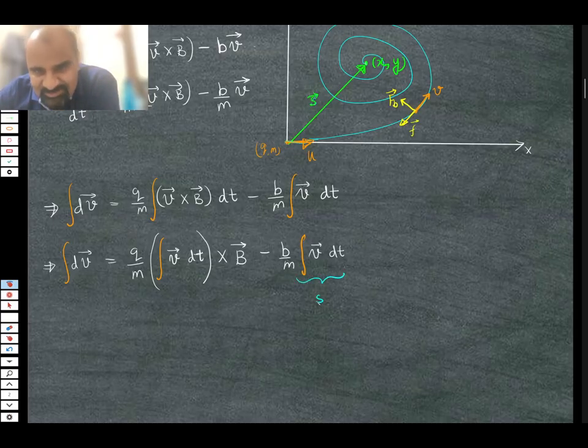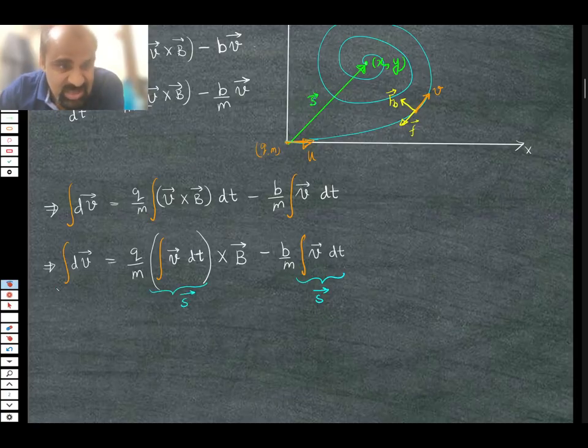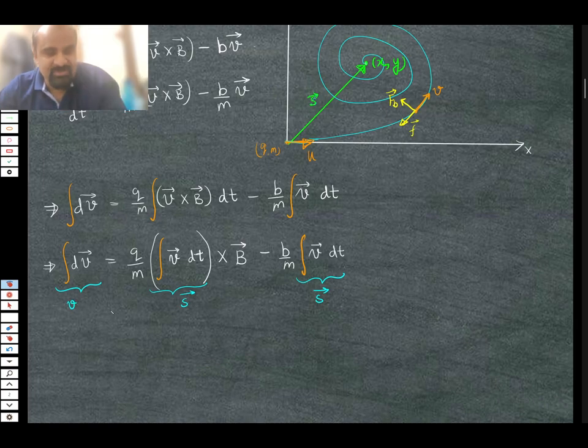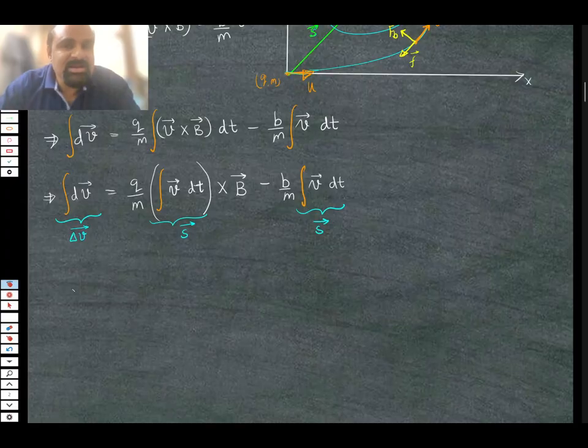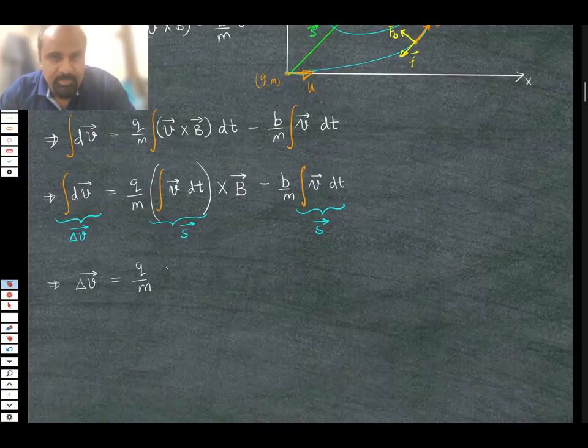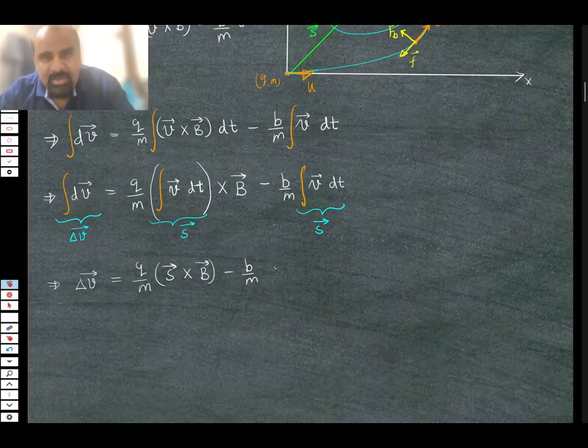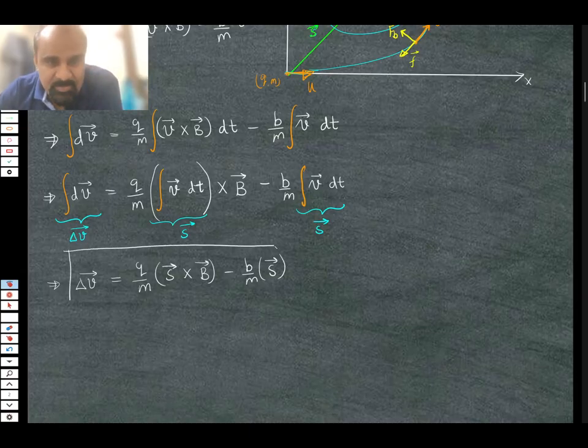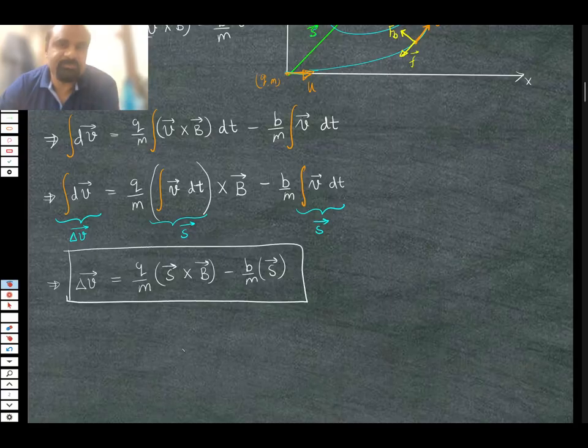This is displacement. And what will this give you? This is also displacement, because this is also this. And what will this give you? This is going to give you delta v vector, the change in velocity vector. Okay, so I can write this equation as change in velocity vector is equal to q by m s vector cross b vector, and minus b by m s vector. Okay, this is a perfect equation we got.